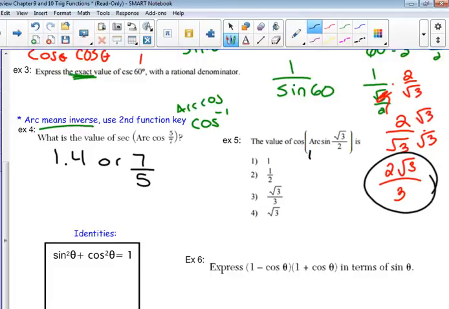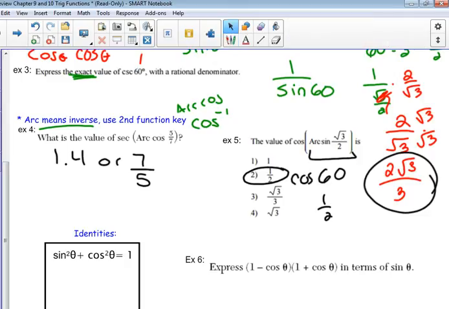Then you guys did your arc sine of radical 3/2. What did you get for that part? 60? Good, okay. So now if you take the cos of 60, yeah, good job. Good for all of these?